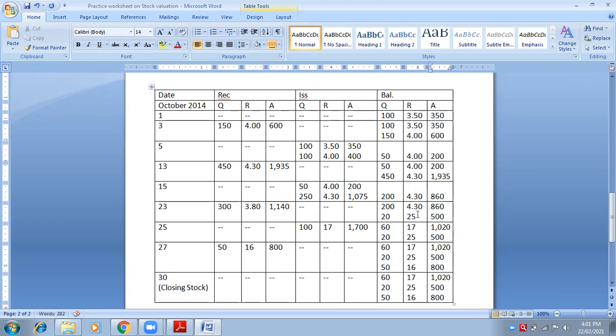Is it clear? Yes, ma'am. Now we will add this 300 here. I mean, this 300 which we purchased on the 23rd will be brought down to the balance. So this is 300, 3.80 and 1140. Okay.